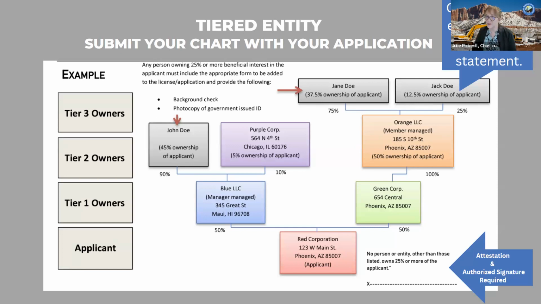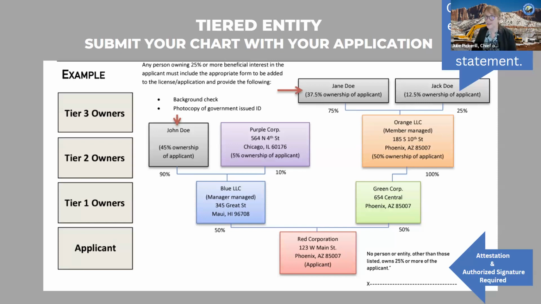So ultimate owners, if they own 25% or more of the applicant, no matter how many tiers there are in between, we would need those people. And we need someone that is going to be listed on the application to sign the tiered entity chart, attesting that these are all the people or members that own 25% or more. If you sign, we also need your name typed below. That's not shown here, but we do need the name of the person so we can identify them.